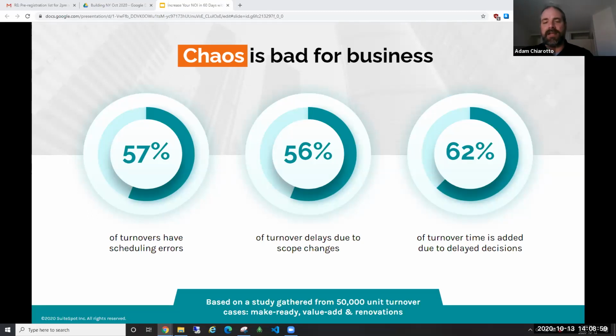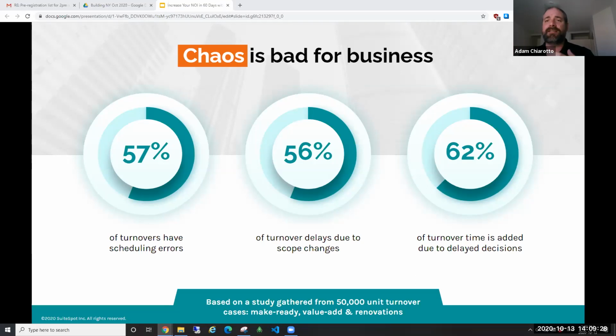Lastly, we have turnover time being added due to delayed decisions. Now, a lot of this has to do with the fact that most systems, manual or electronic, up to this point, require you to do this data entry on a computer. So if I go to a unit and do my pre-move out inspection, but I have to go back to the office to put that in, I might forget to put that in.